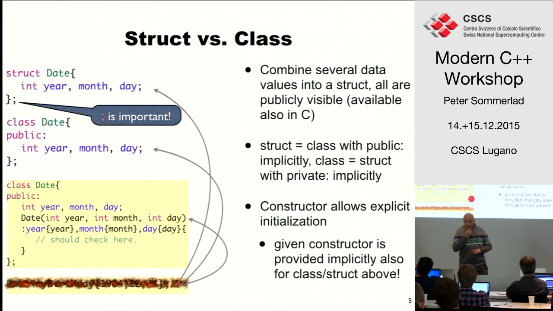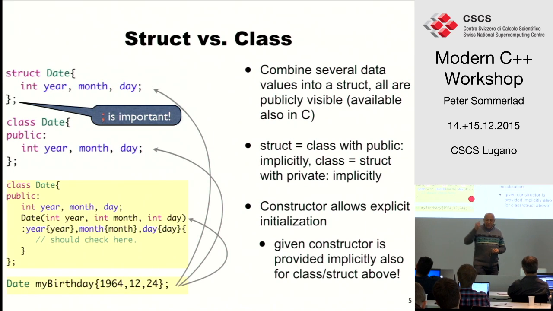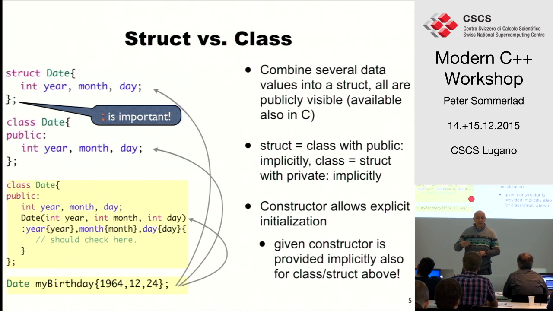Just to give you a little bit of syntactical sugar, struct and class are almost identical to use in C++. The only difference is the default visibility of the members that come after the opening brace. If I use struct, all members are public unless I specify private or protected. If I use class, all members are private unless I specify public or protected.